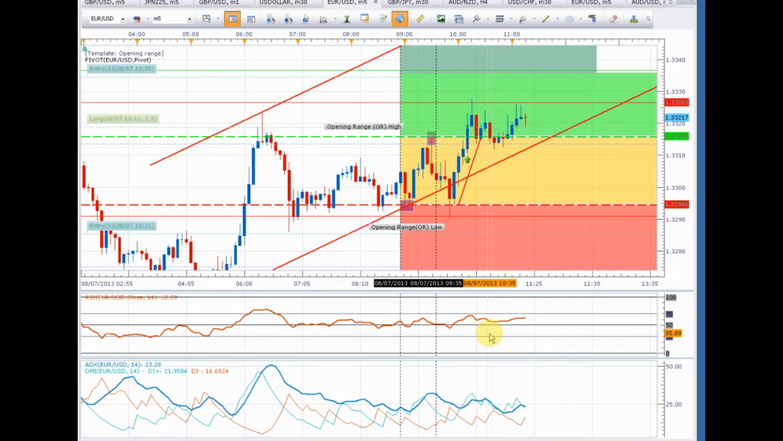So again, 1.3321. We're still up 2.9 pips, kind of like watching paint dry, but we're still looking at this. We're still bullish above the top of this range of 1.3315. Again, if you have any questions, comments, let's go ahead and maybe look at some other pairs you want to look at, and maybe look at the opening range as well.